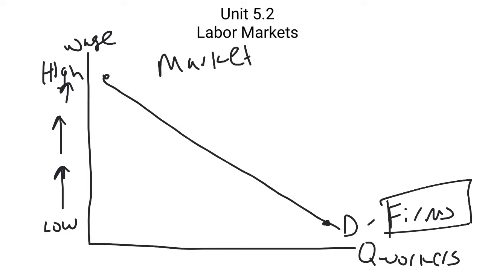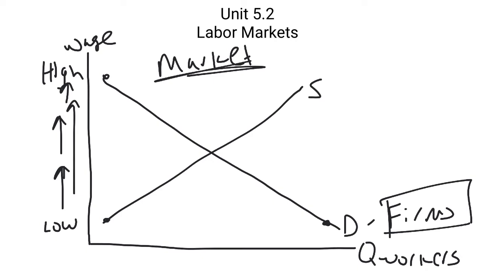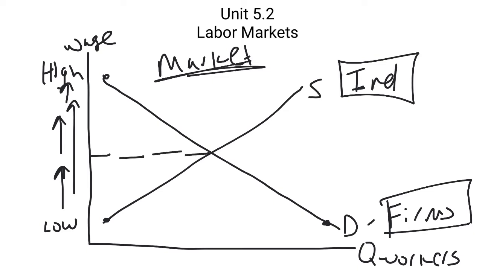What we also know is that for the market, at a low wage, few people want to work, so the quantity supplied of workers is going to be very low. And as the wage goes up, lots more people are going to want to work in that labor market. So we're going to have an upward sloping supply of labor. The interaction of individuals supplying their labor and businesses demanding those workers is going to determine an equilibrium wage and an equilibrium quantity of workers. So this becomes the equilibrium wage, and this becomes the number of people that are hired within that market.